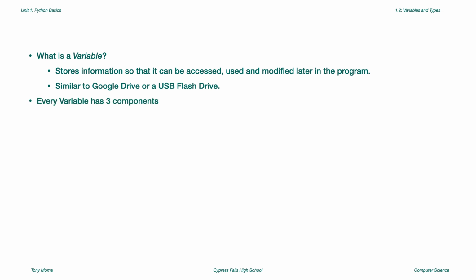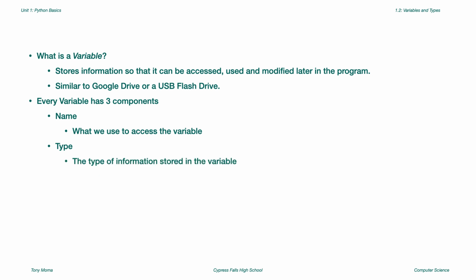Every variable has three components: a name, which is what we use to access the variable. Each variable has a type, which is simply the type of information that's being stored in the variable. And each variable has a value, which is the specific information being stored.